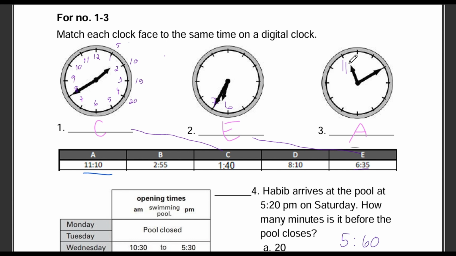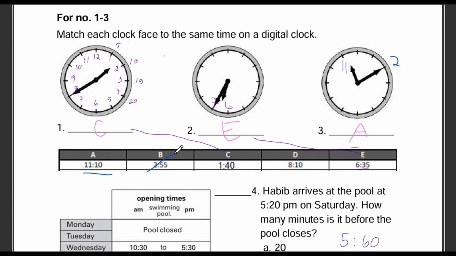Explanation. The clock shows 11:10. The hour hand, which is the shorter hand, is just after the 11. The minute hand, the longer hand, is on the 2. Since each number on the clock represents 5 minutes, the minute hand on the 2 means it's 10 minutes past the hour. Why not the others?